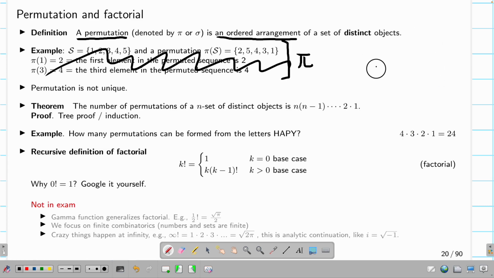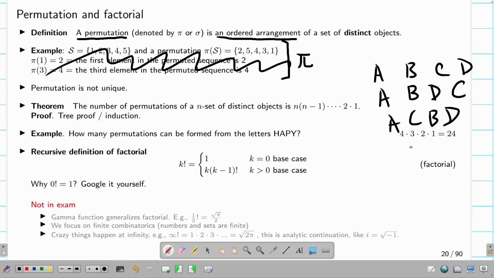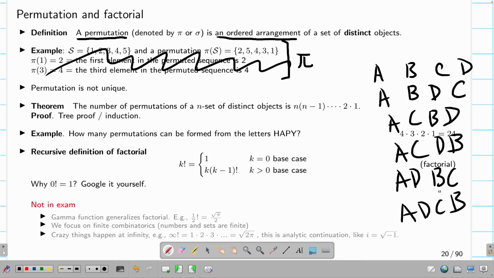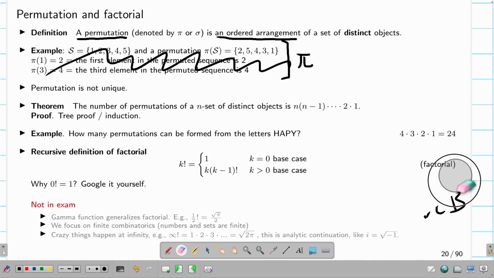I give you four things, A, B, C, D. How many permutations are there? We can do it by brute force. A, B, C, D, A, B, D, C, A, C, B, D. These are all the things starting from A, and then you repeat this for all the things that start with B, and you repeat this. Then in the end, you have a lot of numbers. So how do you get this number?